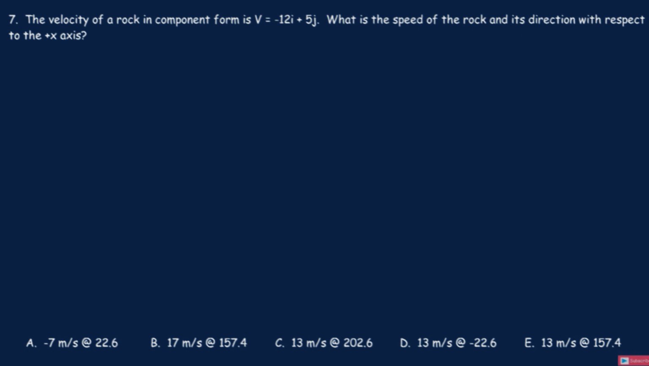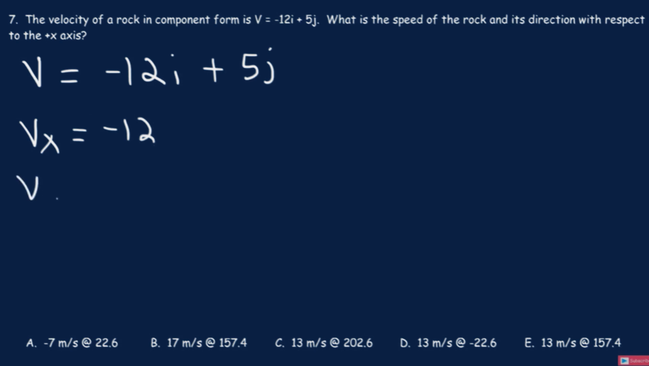Number 7, the velocity of a rock in component form is V equals negative 12i plus 5j. What is the speed of the rock and its direction with respect to the positive x-axis? What you need to know in this problem is that the number in front of the letter i represents the value of the x component, and the number in front of the letter j represents the y component.